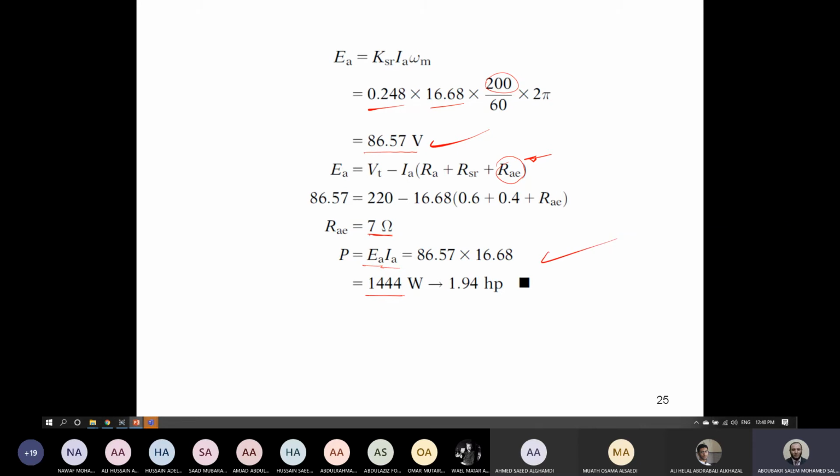Any question in this problem? Is it clear? Good.